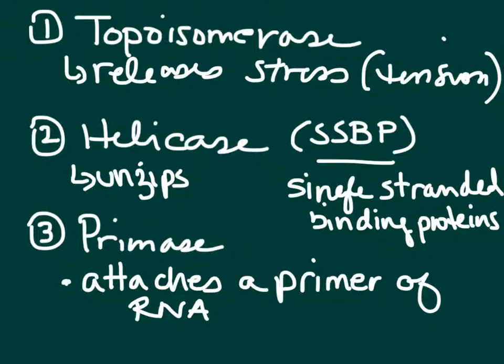Much like anything else in biology, when we give it a name, we try and name it in a way that indicates its function. Helicase is an enzyme that unwinds the helix. Primase is an enzyme that attaches a primer.